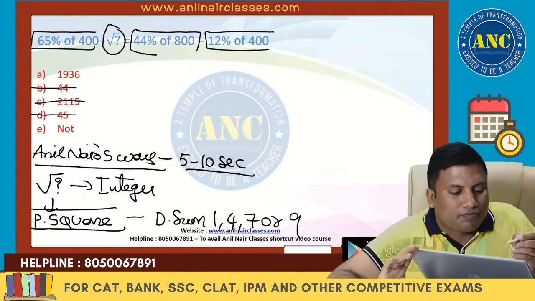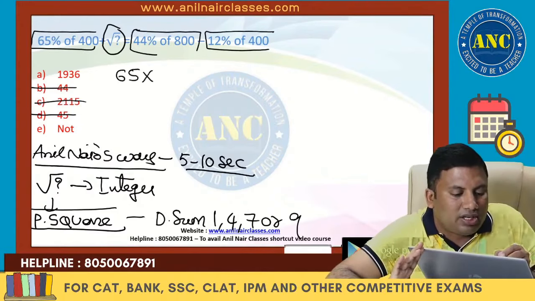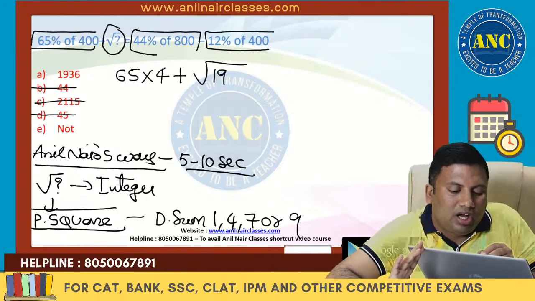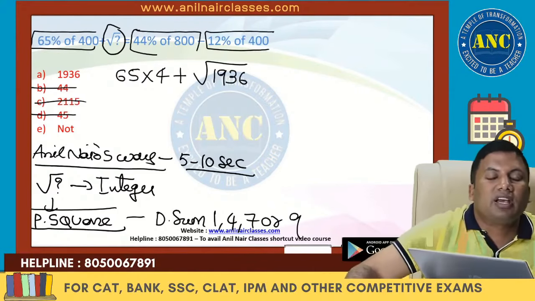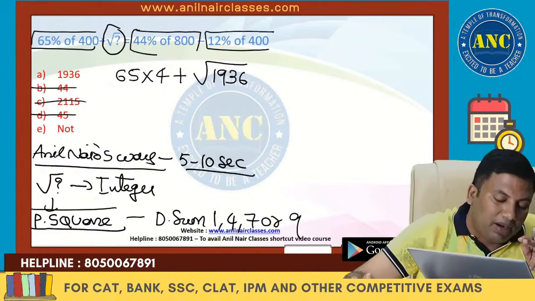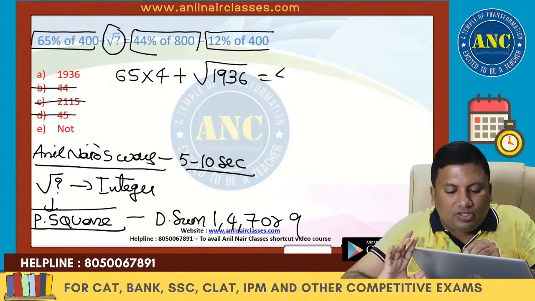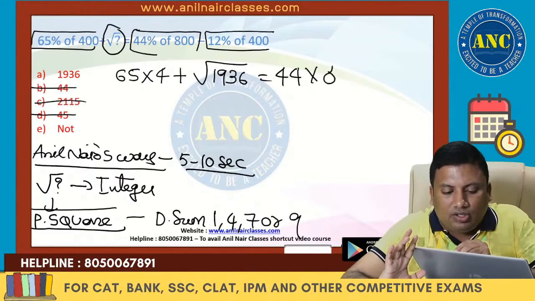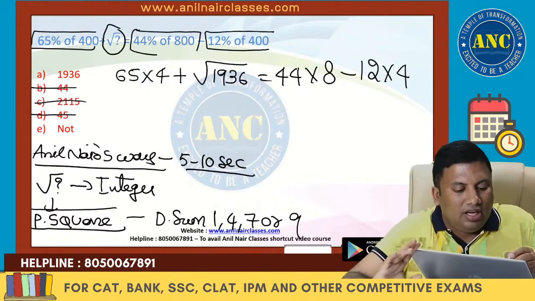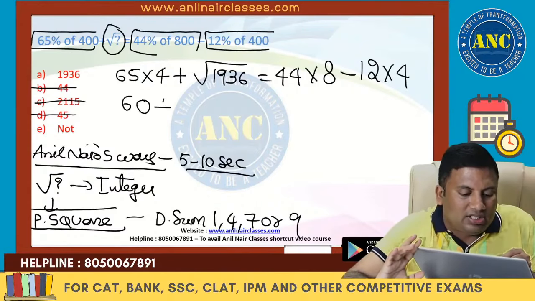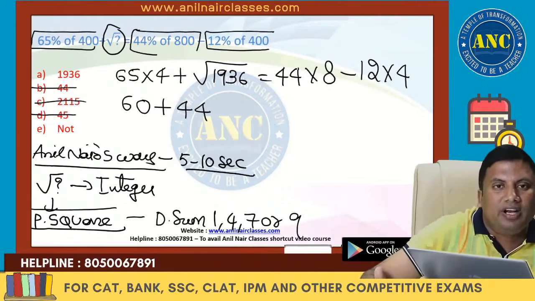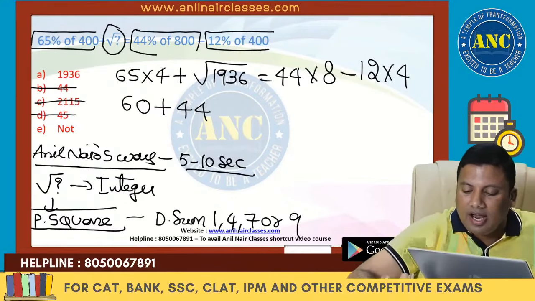Let us see. If it is, this question can be nullified into 65 into 4. It is root of 1936. In simplification session number 1, I discussed how to find out the square root of a perfect square and a non-perfect square. These 44 into 8 minus 12 into 4. Listen carefully, sir. These 260, it is 60.